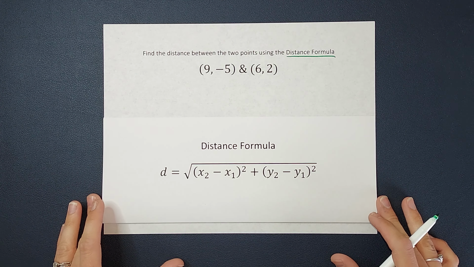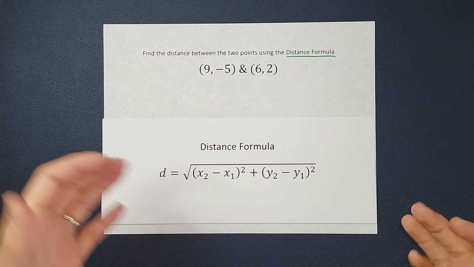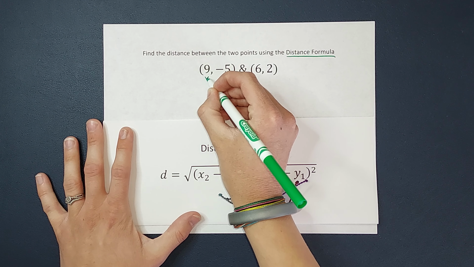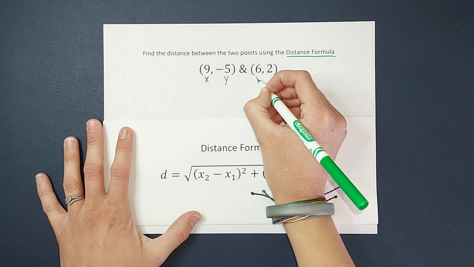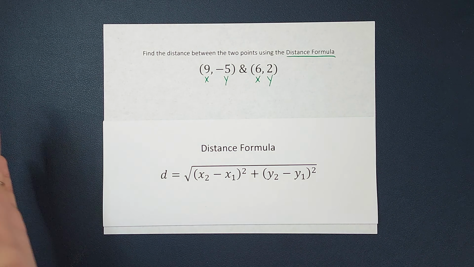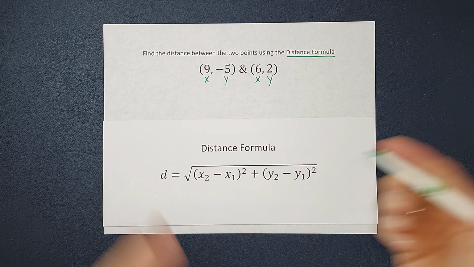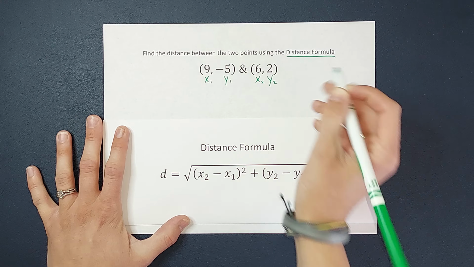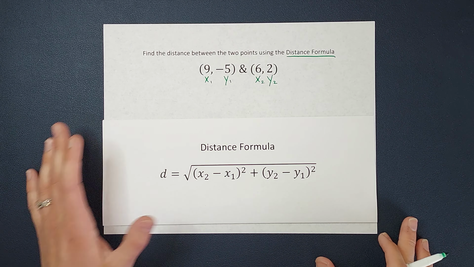But when I am using the distance formula, the first thing I personally like to do is label my points, okay? So whenever I have ordered pairs, my first number is the x, second is the y, right? And then I just decide which ones are my ones and which ones are my twos. So I'm going to make these guys the ones and these guys the twos. And then we're just going to plug them in here.